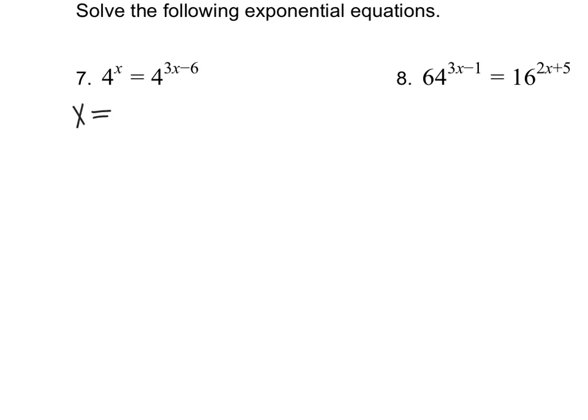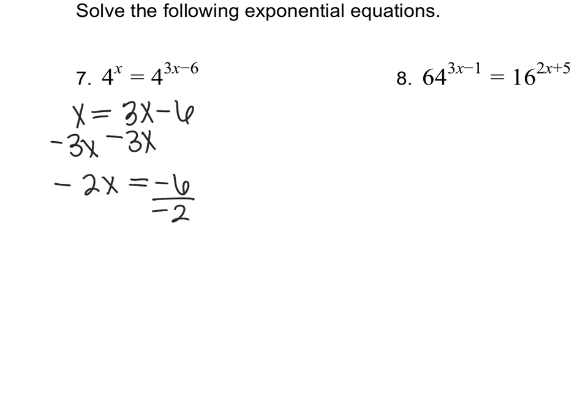So we want to find when x equals 3 minus x. My first step is to subtract 3x from both sides. So we get negative 2x equals negative 6. Then we're going to divide both sides by negative 2, and we get x equals 3.